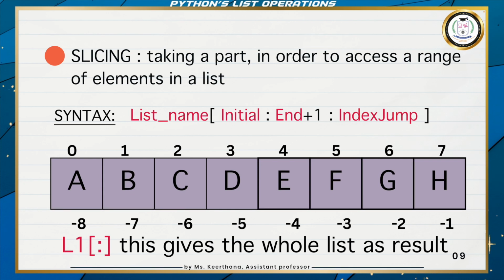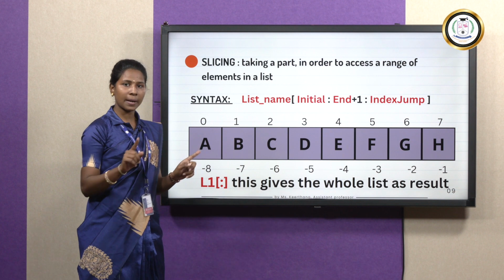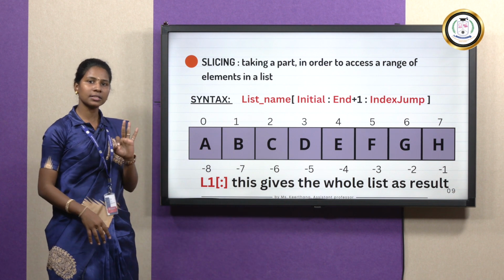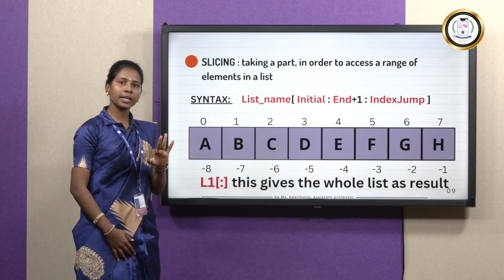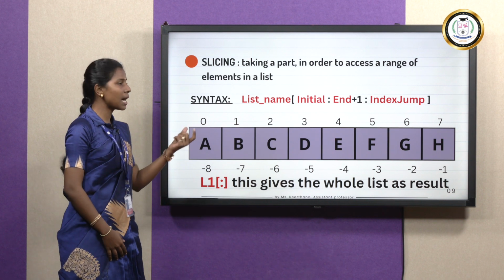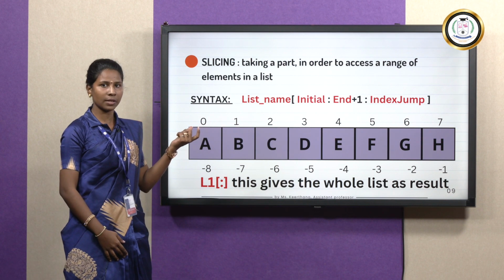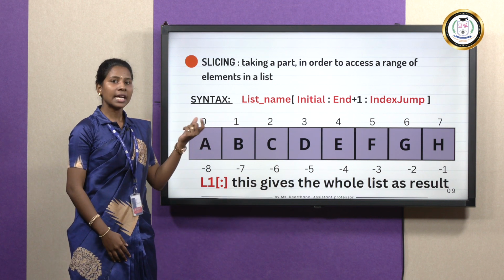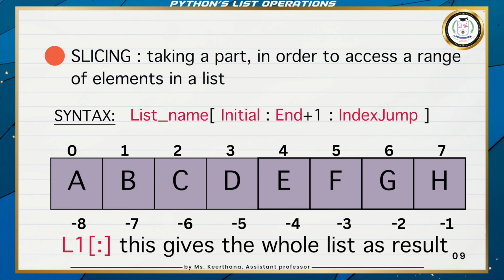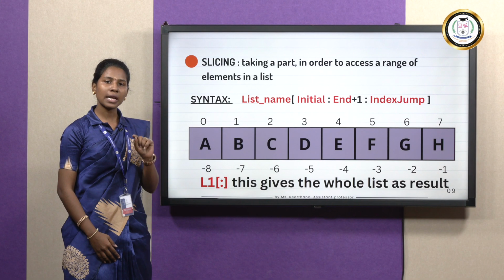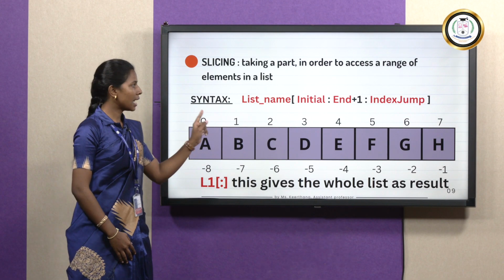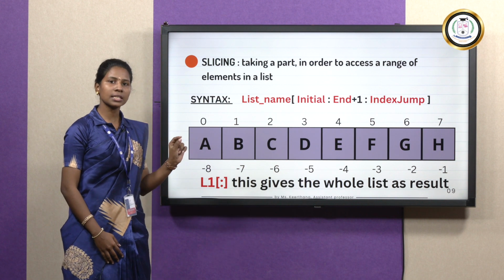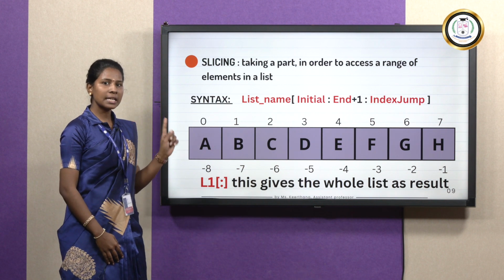First, it should have the list name, followed by the square brackets. Inside the square brackets, there are 3 partitions separated by 2 colons. The first part is the start index, the initial index, the second part is the end index, and the third part is the index jump value. By default, for the start index the default value is 0, for the end index the default value is the length of that particular list, and the index jump is +1. These are the default values for list slicing.